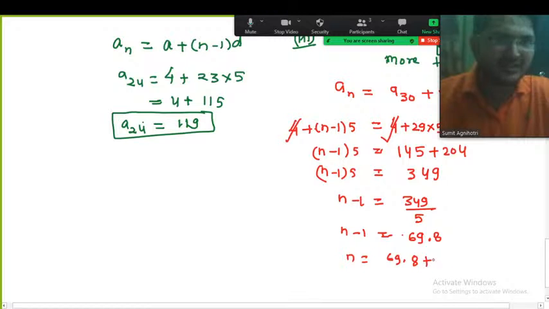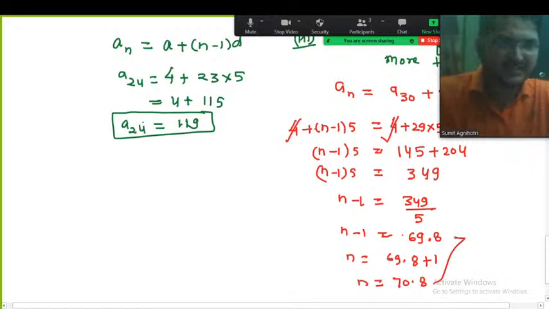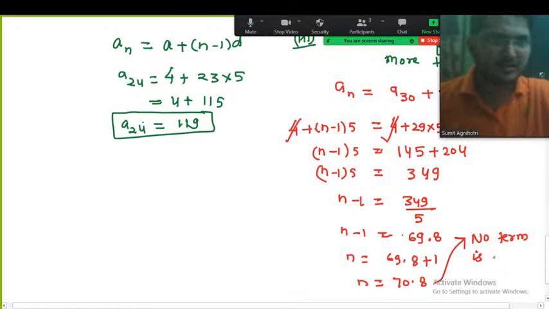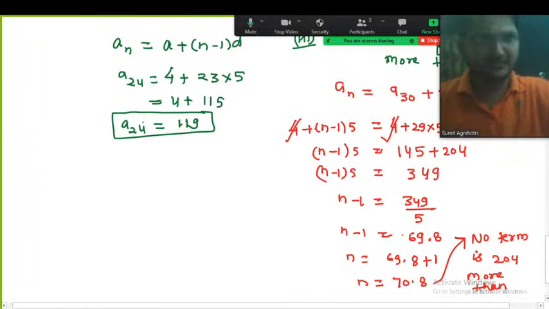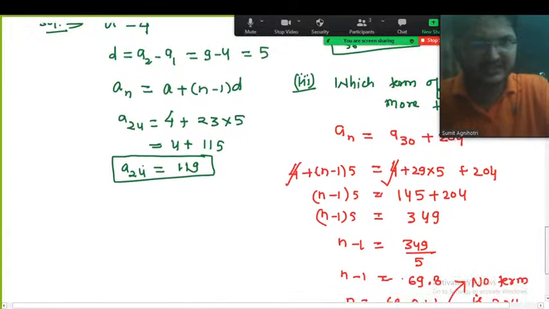If we count something, can we get a value in decimal? If we are counting people, can we get a decimal? No, we can't get a value in decimal if we are exactly counting. That means our answer should be: no term is 204 more than the 30th term. In this AP there doesn't exist any term which is 204 more than its 30th term.